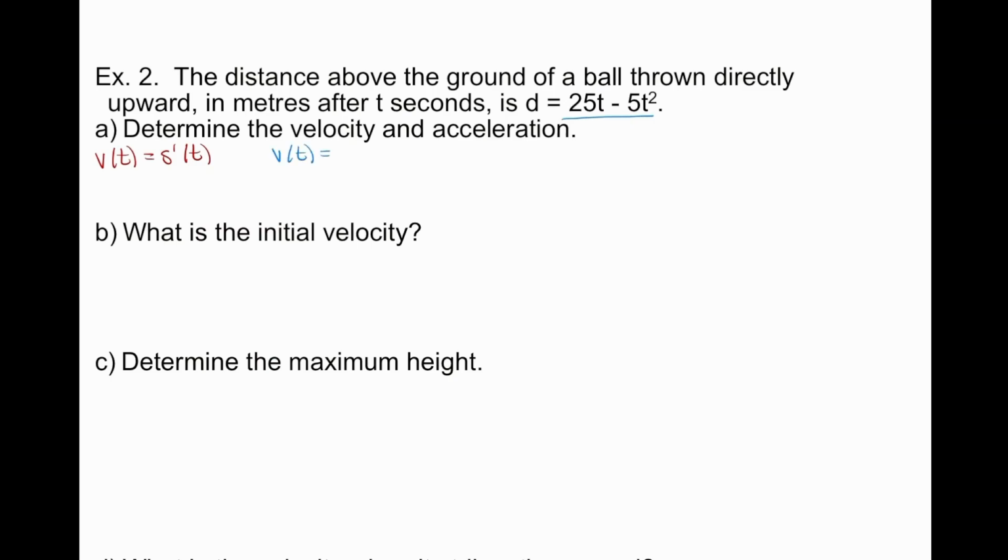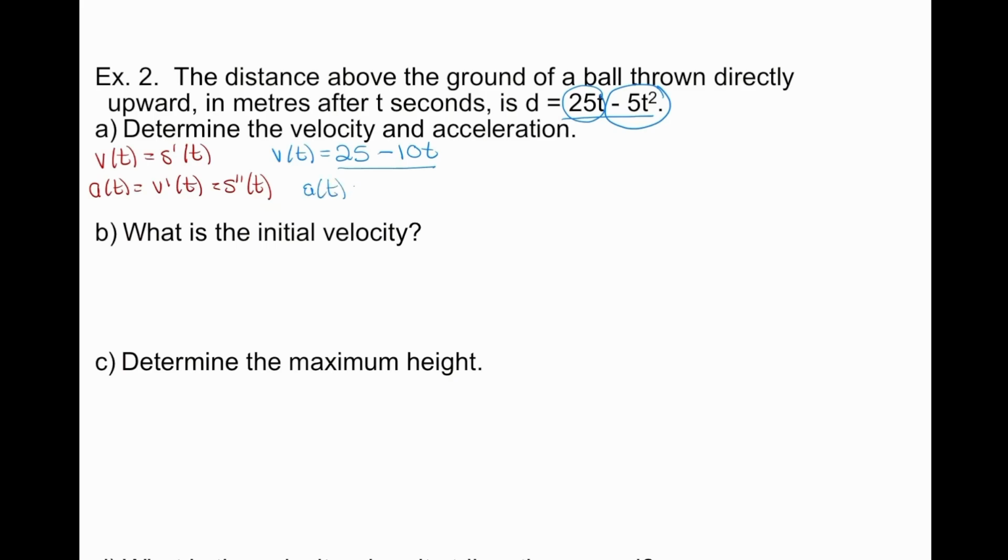So my velocity function is going to be equal to, the derivative of 25t is just 25. Derivative of 5t squared, I'm going to bring the 2 down, multiply it by the negative 5. That gives me negative 10t. Now we're going to do the same thing to find the acceleration. Remember, the acceleration function is going to be equal to the derivative of the velocity function, which is also the same as saying the second derivative of the position function. So now we're just going to take the derivative of this.